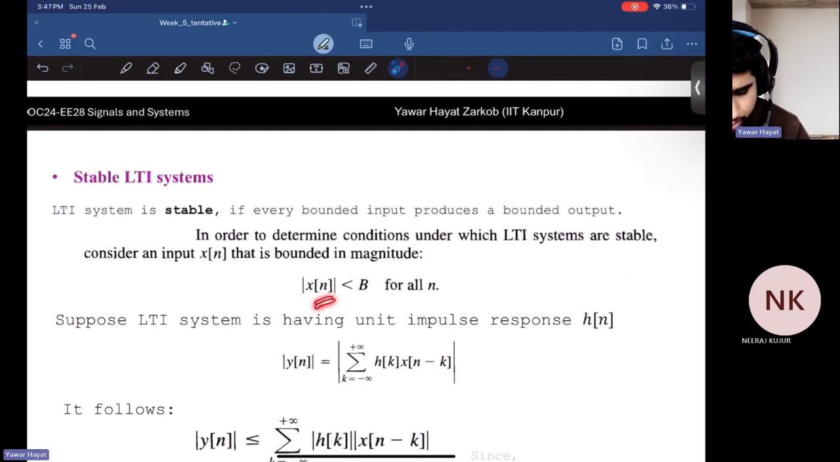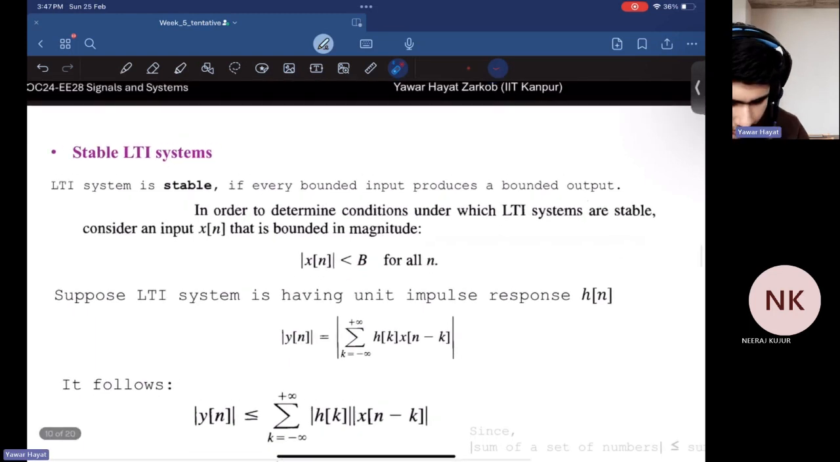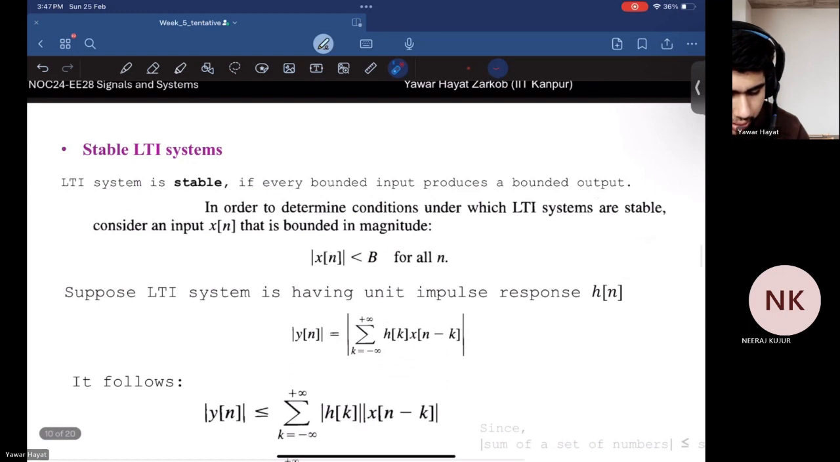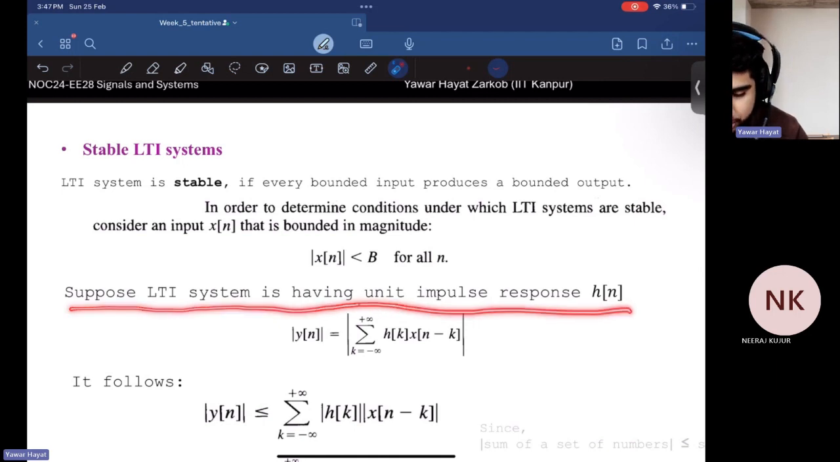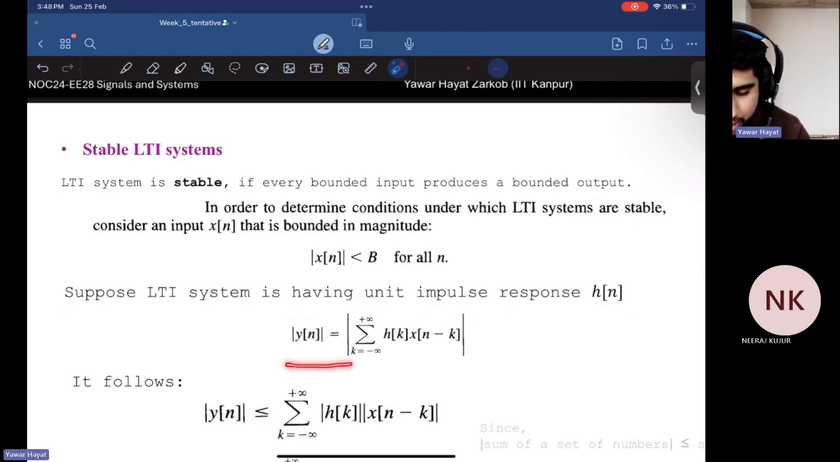Suppose we have an input x of n that is bounded in magnitude by b, such that the magnitude of x of n is less than b for all n, and this b is finite. Suppose the LTI system has unit impulse response h of n, then I can write this.